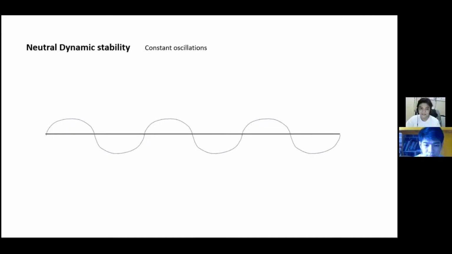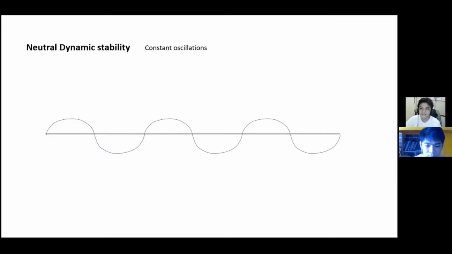Next is neutral dynamic stability. This indicates that the first oscillations that the aircraft experienced after stabilizing due to, for example, a gust of wind, will be the same along its path. So basically, those oscillations are constant. Same amount, same distance from the neutral line.